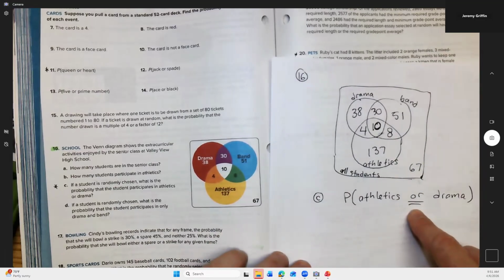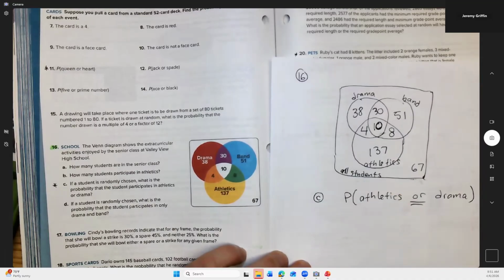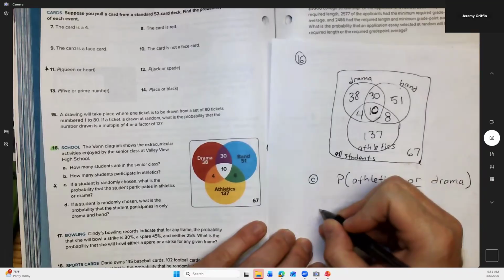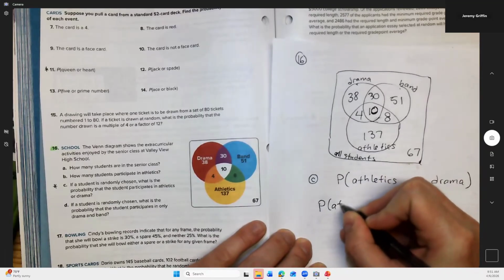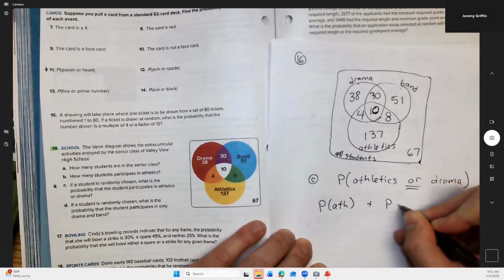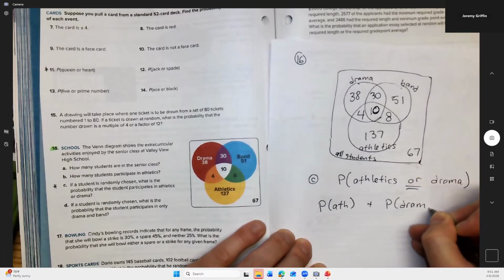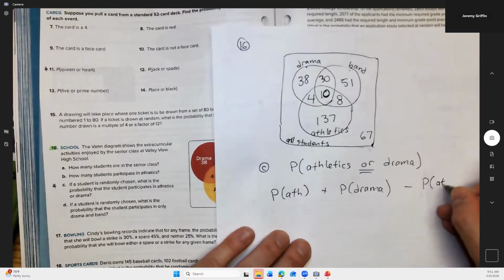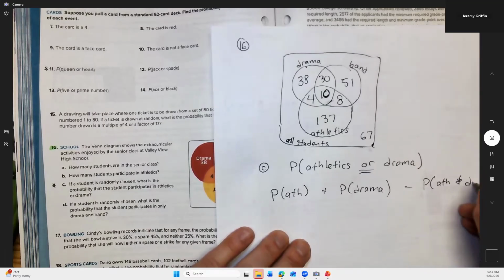Okay. If I change this word or to and, then that would have to be both, wouldn't it? Okay, but or could be either or. So I think it's going to be probability that you're in athletics plus the probability that you're in drama minus the probability that you're in athletics and drama.